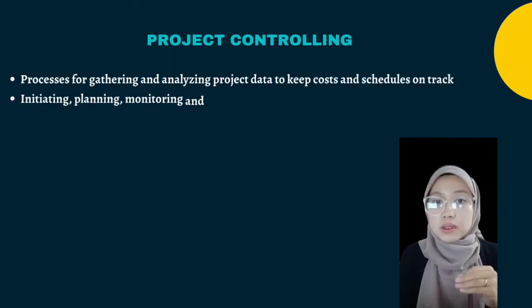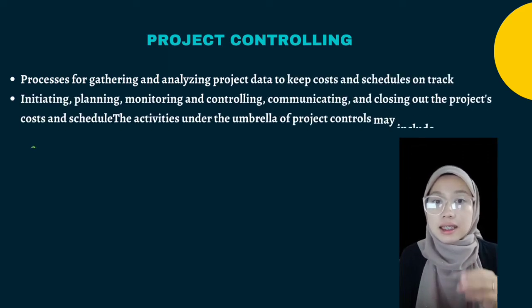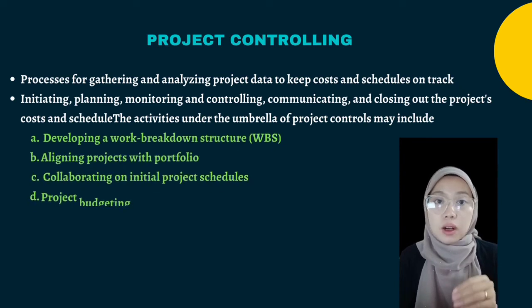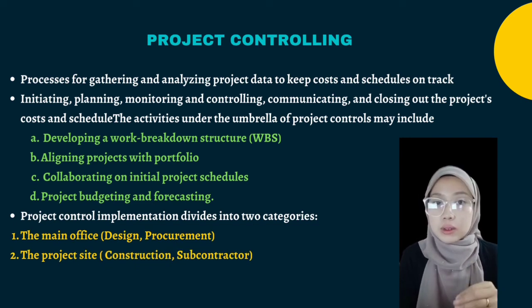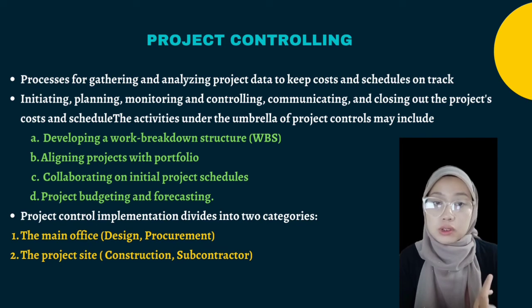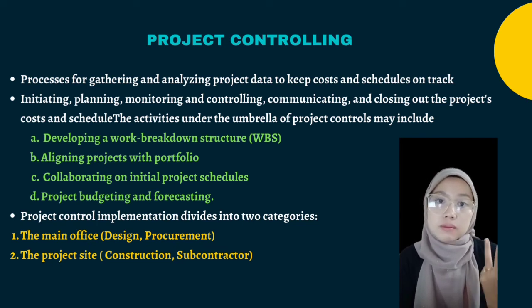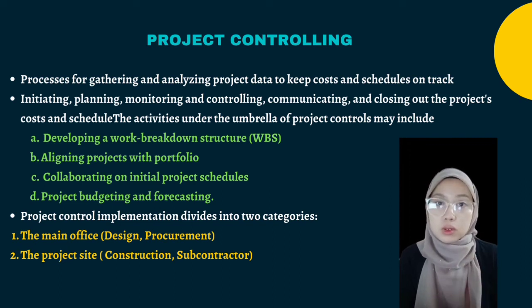Project controls are processes for gathering and analyzing project data to keep costs and schedule on track. The functions of project controls include initiating, planning, monitoring and controlling, communicating, and closing out of the project, cost and schedule. Project controls are repeatable processes for measuring project status, forecasting likely outcomes based on those measurements, and then improving project performance if those projected outcomes are unacceptable.